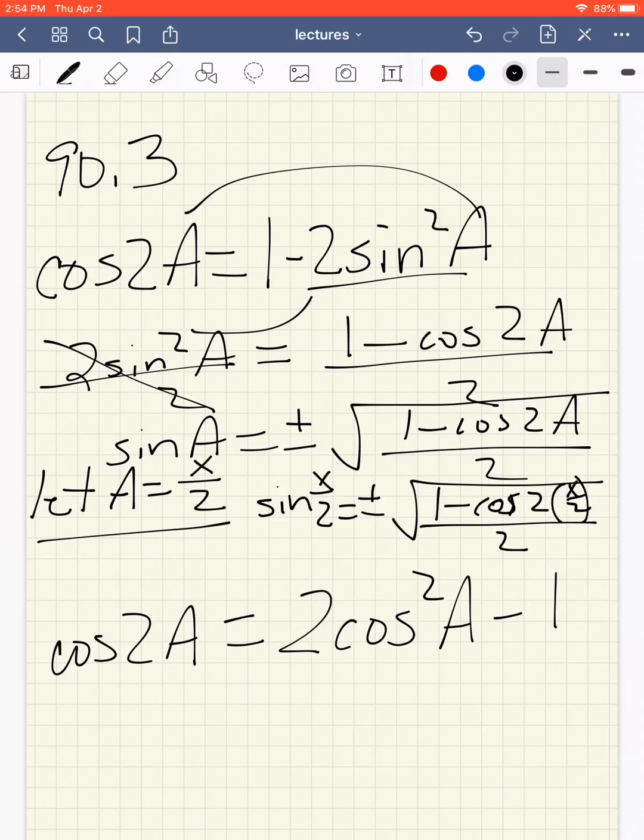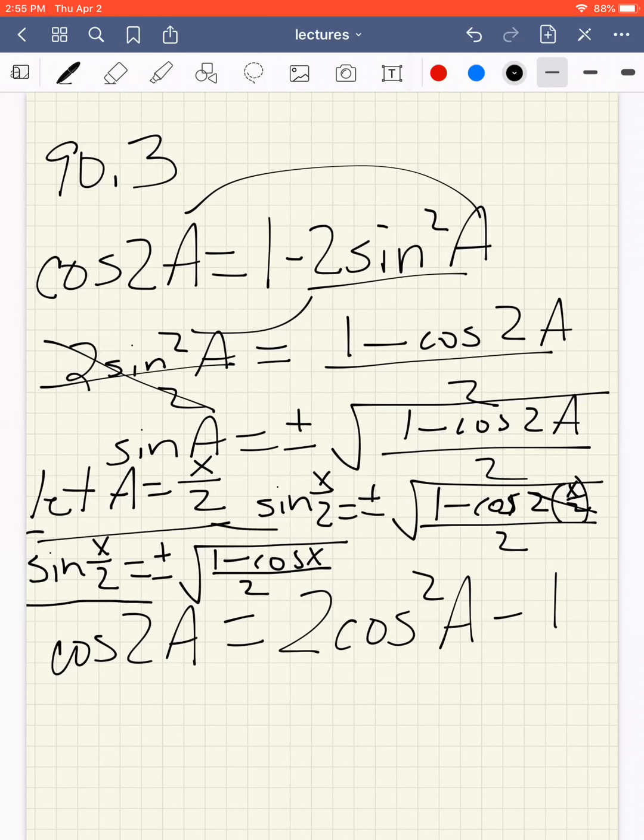And then you can probably see what's going to happen. These 2's will cancel. So the form that you'll put on your card is sine of x over 2 equals plus or minus the square root of 1 minus cosine x over 2. Okay, so this is what goes on your card.